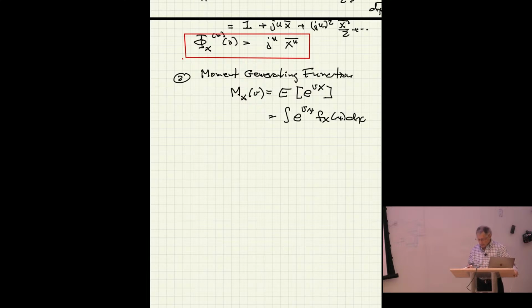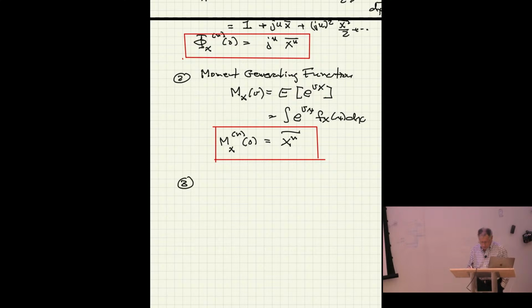And if you do the similar thing, you can see if you start differentiating and set v equal to 0, you're going to find, just like above, that the nth derivative of this moment generating function at 0 is equal to just the nth moment. That's why it's called the moment generating function. Not unlike the characteristic function, but without the j. And let's go one more, because I'm getting a family going here now.